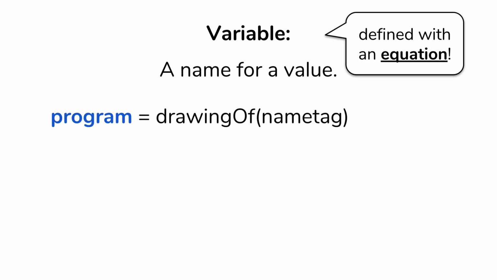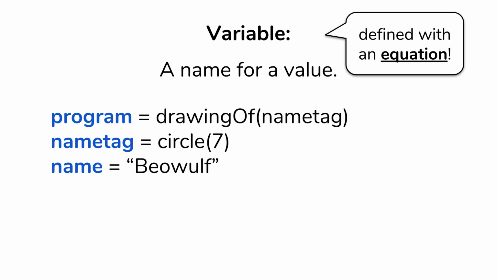You've seen this line plenty of times, haven't you? What it's doing is defining a variable called program. The value of program is this specific computer program that shows a drawing of a name tag. This equation defines the variable name tag. In this case, name tag is just a circle with a radius of 7. This equation defines a variable called name, and name has the value Beowulf. Remember, we write Beowulf in quotation marks to let the computer know that this isn't an expression it needs to interpret, but this specific word.